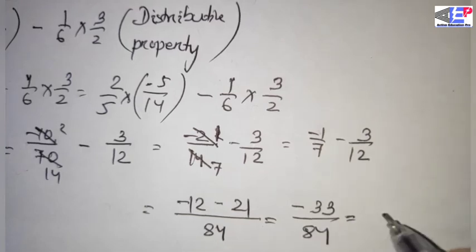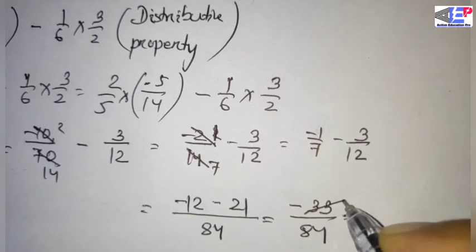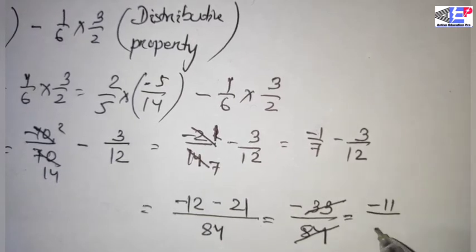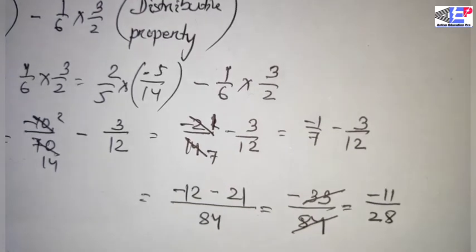Again divided by 3. 3 is the common factor of 33 and 84. Minus 11 by 28. So your answer is minus 11 by 28, the answer of the second bit of question number 1. Okay.